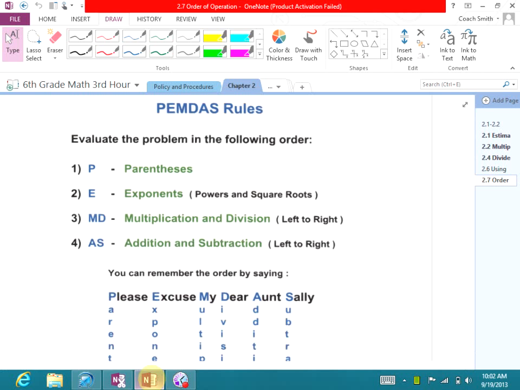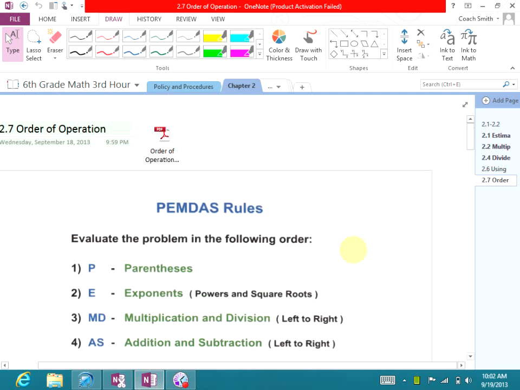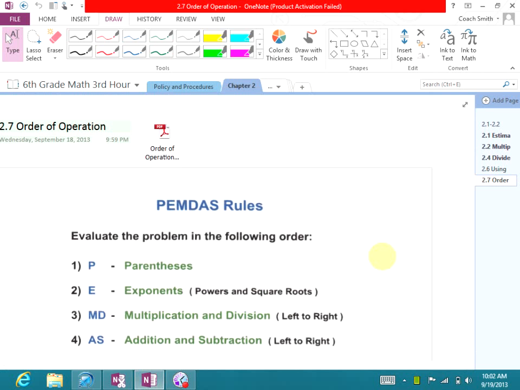As I stated, today we're going to cover 2.7 in your book, okay? But you're really not going to need your book for this. You might use it to refer back to some examples, but everything we do today is going to be done in your order of operation packet, okay?